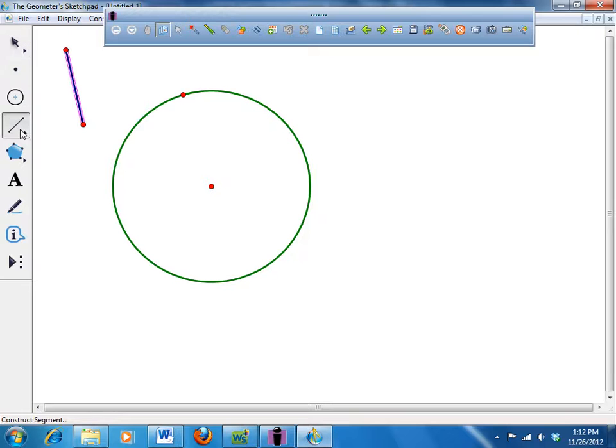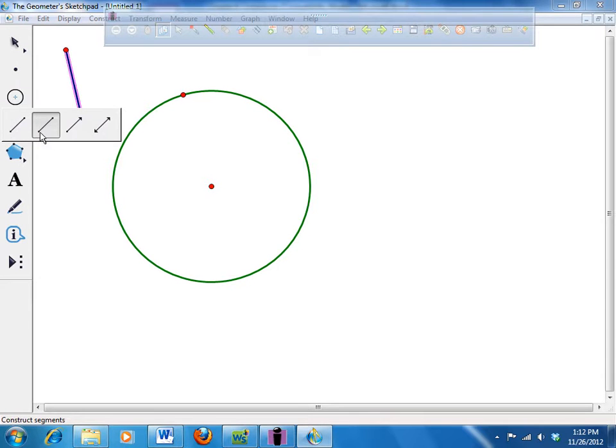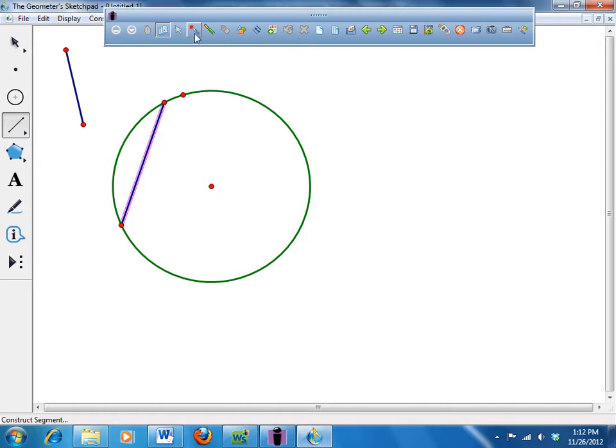Can you see this? I can't see the screen. Let's just do this. So let's make a chord going from here to here. Okay? And let's put a point. Let's do this.